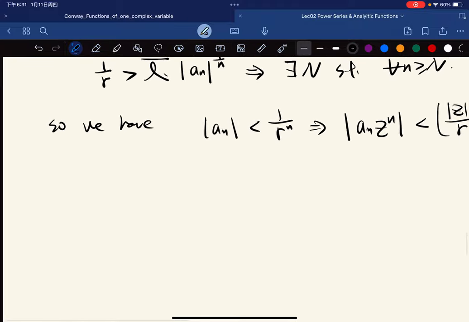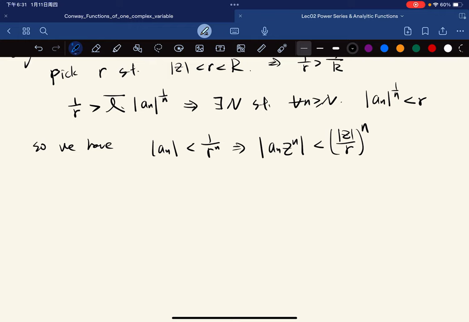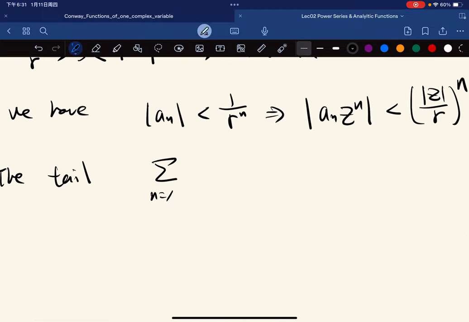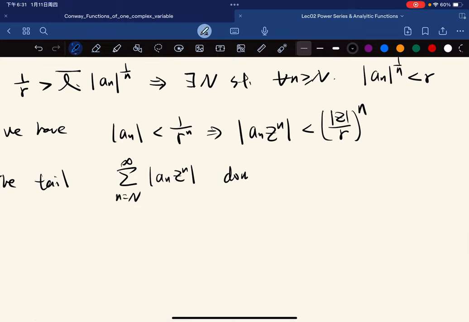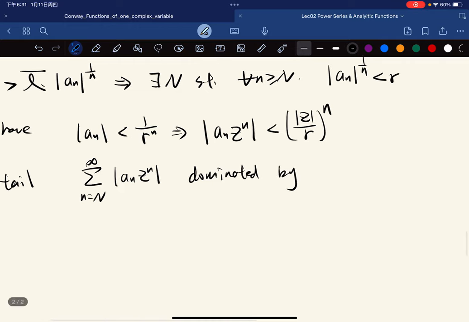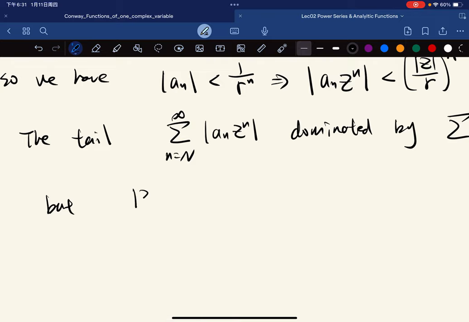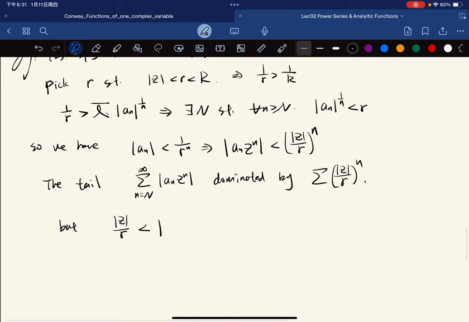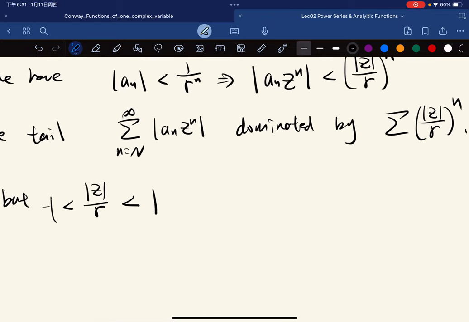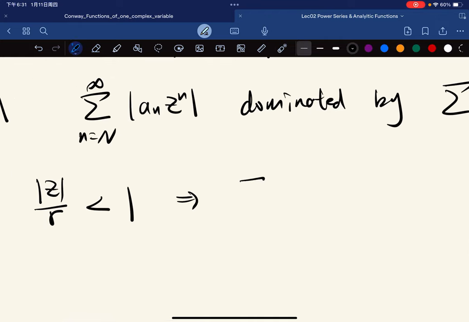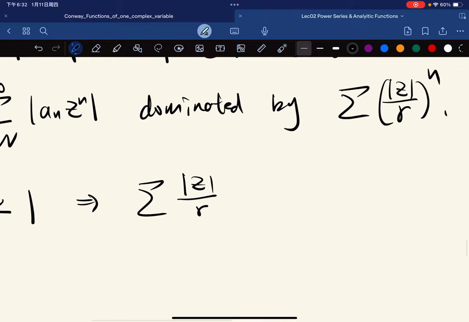Now, what it means is that the tail of this series is dominated by this series. We have |z|/r is less than 1, again. It doesn't matter because they're all positive, which means that this series converges.